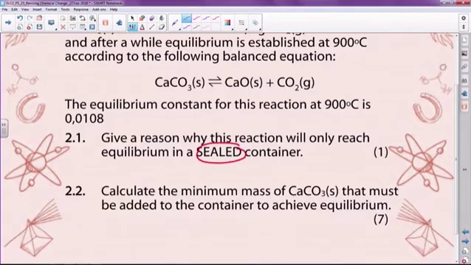Now they say, give a reason why this reaction will only reach equilibrium in a sealed container. Well, this is a very simple answer, because there's CO2 gas being formed. If CO2 gas is formed, if it's not sealed, the gas is going to escape and equilibrium cannot be established. Okay? Now, calculate the minimum mass of the calcium carbonate solid that must be added to the container to achieve equilibrium. 7 marks.